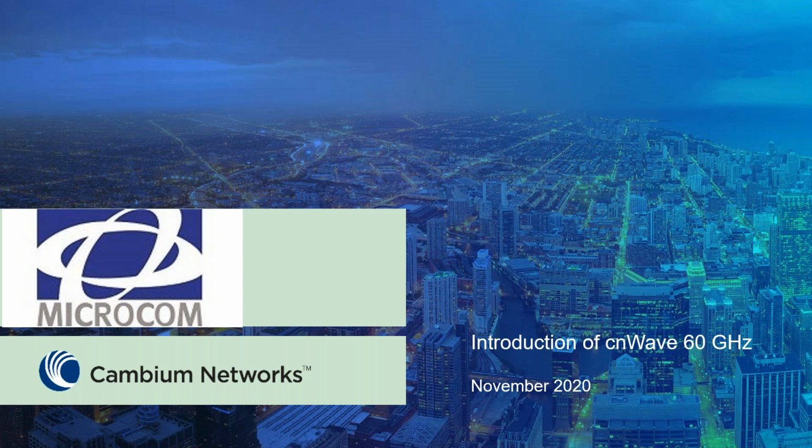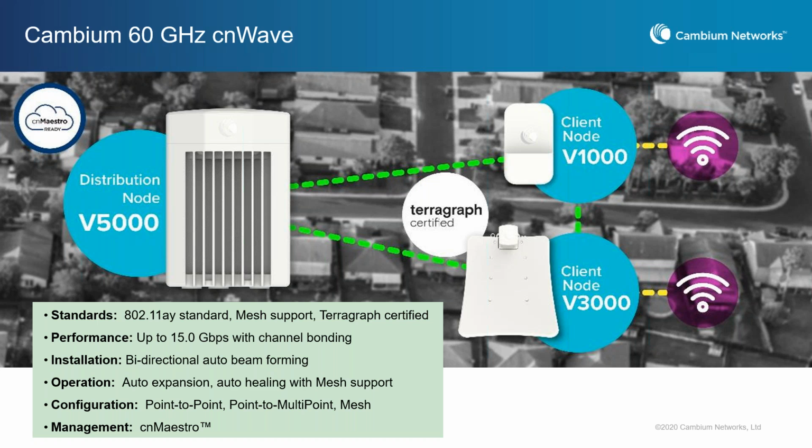Thank you, Julie. Good morning, everyone. I'm very happy to join Microcom today to give an overview of the cnWave 60 GHz product. This is the new product just released from Cambium, and you can see we have 3 models as part of this portfolio. The V5000 model is a distribution node. The V5000 will form a distribution layer with other DNs. Meanwhile, the distribution node can also be used as an access point, just like the normal PMP product.